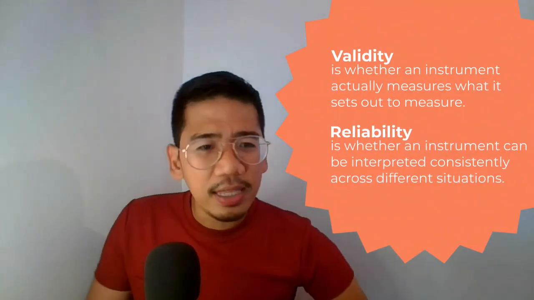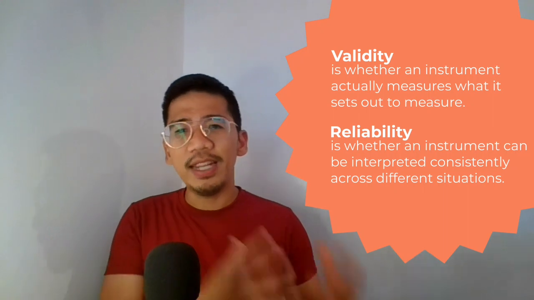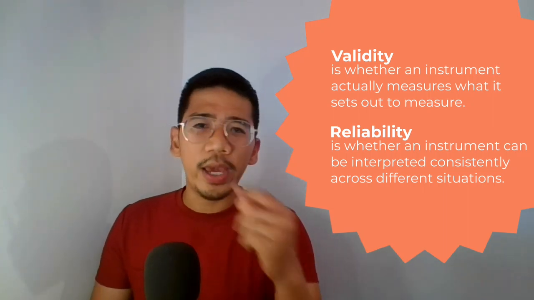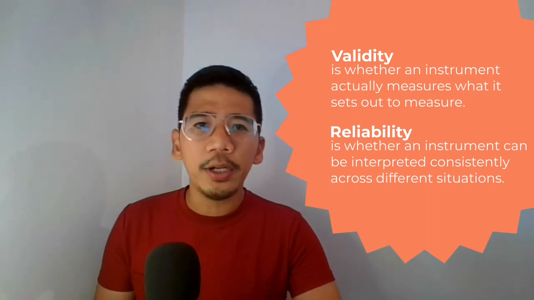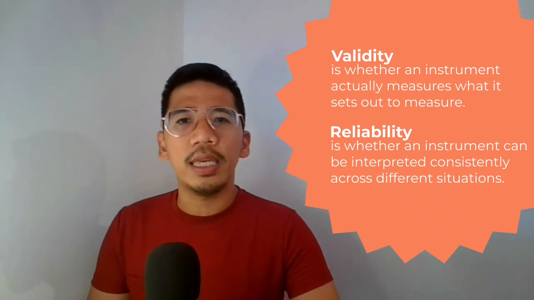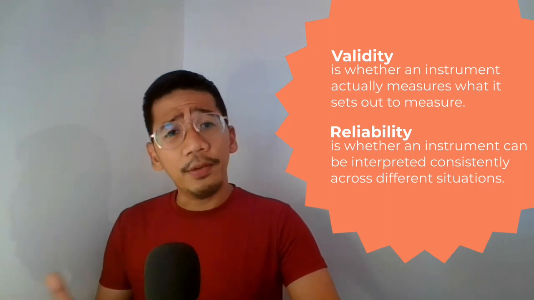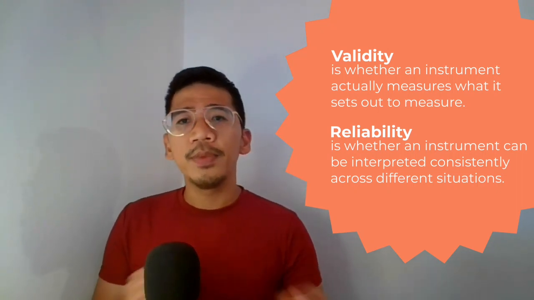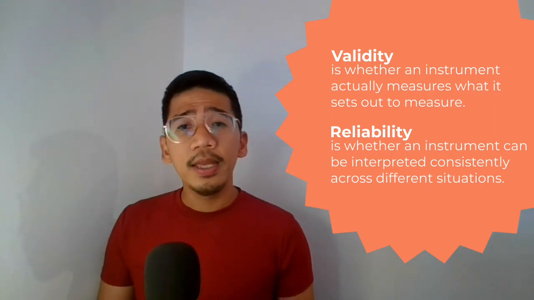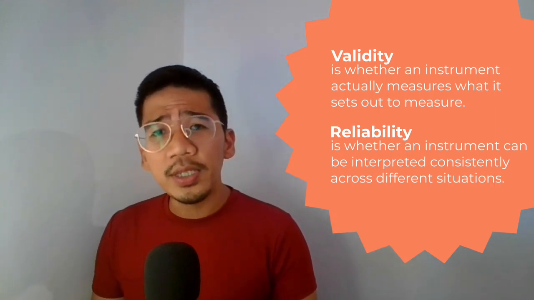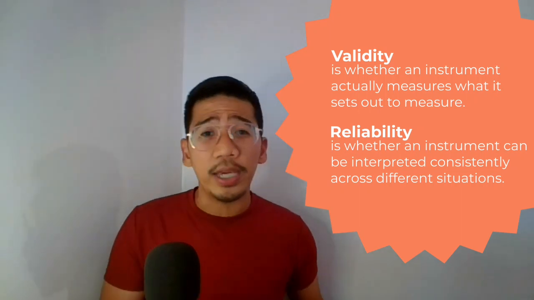So, the next thing that we have to talk about when gathering data are, well, validity and reliability. One way to try to ensure that measurement error is kept to a minimum is to determine properties of the measure that give us confidence that it is doing its job properly. The first property is validity, which is whether an instrument actually measures what it sets out to measure. The second is reliability, which is whether an instrument can be interpreted consistently across different situations.